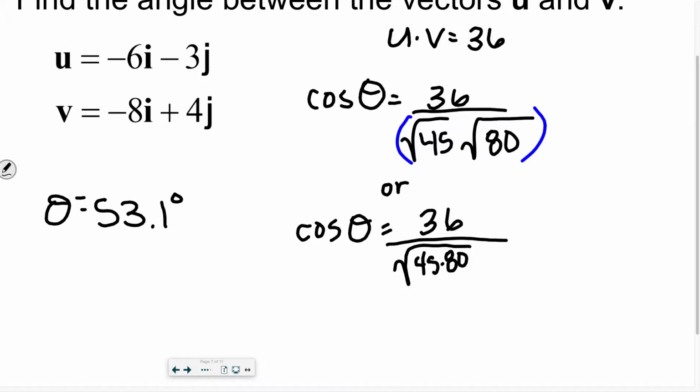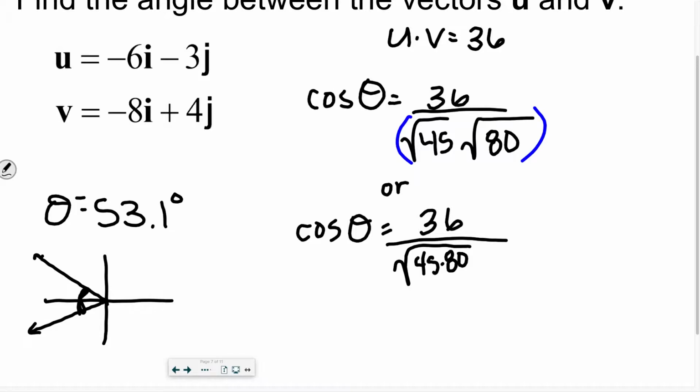Now, one thing I like to do sometimes is just check, does that make sense? Where would the vector -6, -3 be? In quadrant 3. So I'm going to say there's my vector. Where would the vector -8, 4 be? In quadrant 2. Does it look like the angle between them could be 53.1? Yeah. So it seems like a reasonable answer to me.